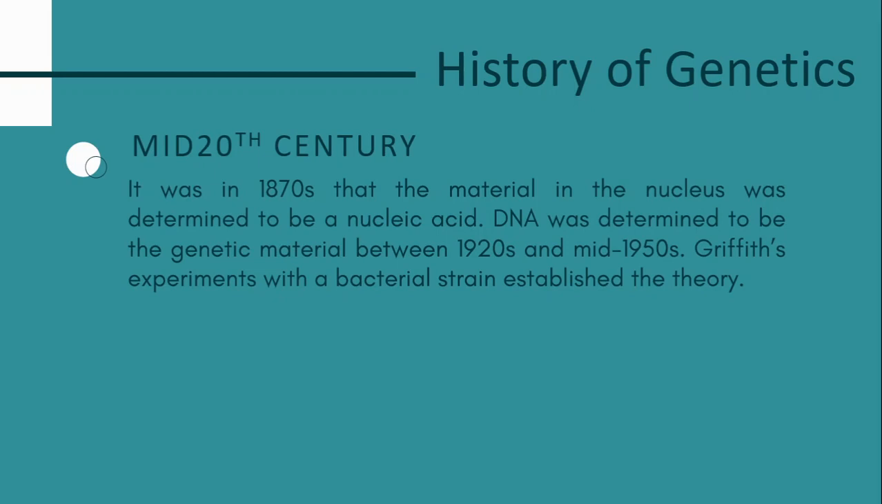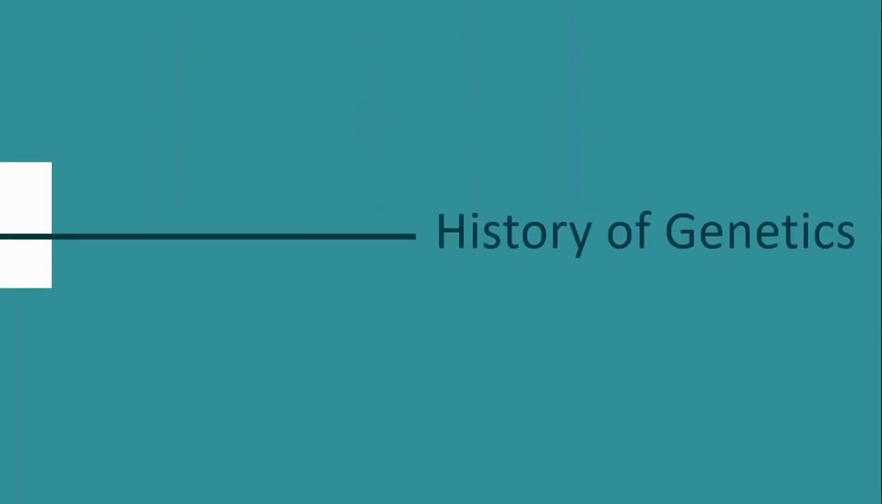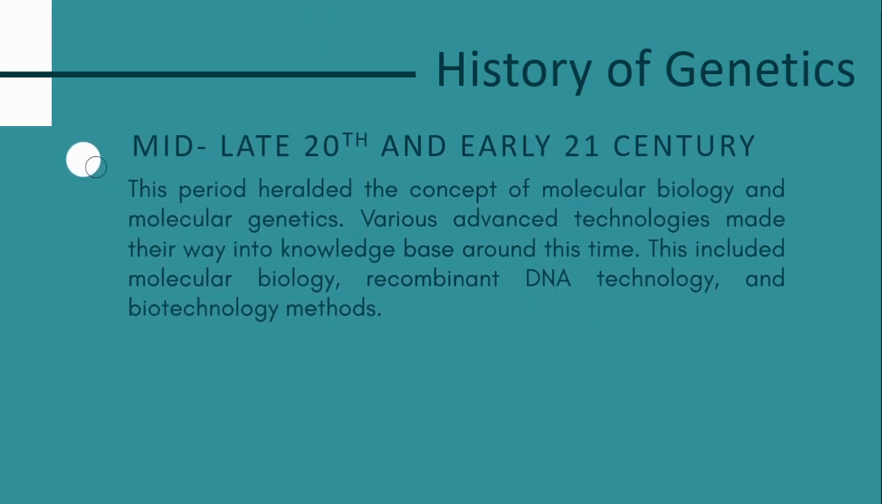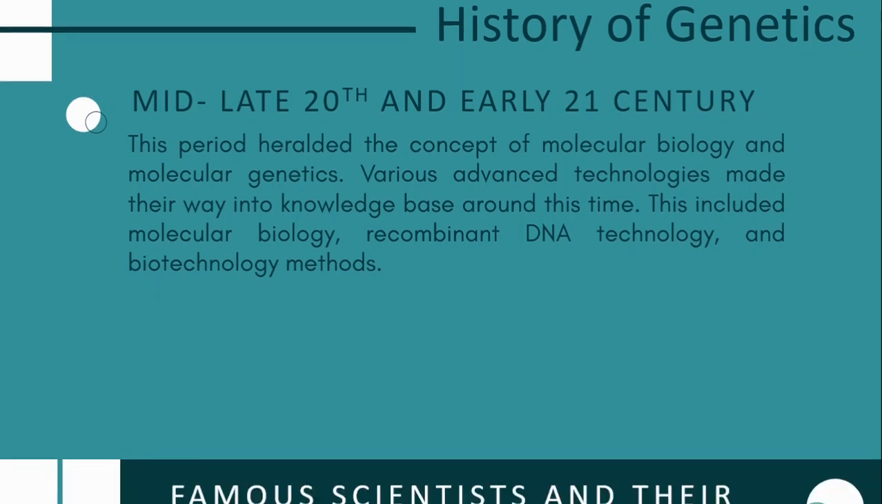During the mid 20th century, it was in the 1870s that the material in the nucleus was determined to be a nucleic acid. DNA was determined to be a genetic material between the 1920s and mid 1950s. Griffith's experiment with a bacterial strain established the theory. During the mid-late 20th and early 21st century, this period heralded the concept of molecular biology and molecular genetics. Various advanced technologies made their way into knowledge around this time. This included molecular biology, recombinant DNA technology, and biotechnology methods.